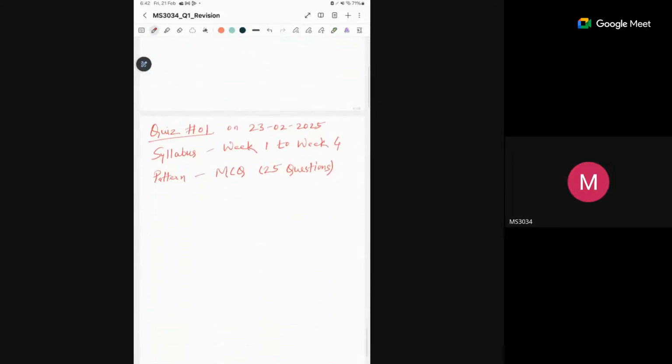Yeah, some logistical details. Quiz 1 is going to be held this Sunday, and the syllabus is from week 1 to week 4. Whatever we covered will be part of the syllabus, and the pattern will be MCQ. There will be 25 MCQ type questions, and I think you will have 1 hour for your quiz. Correct? Yeah.